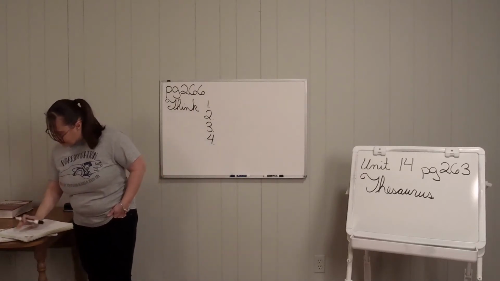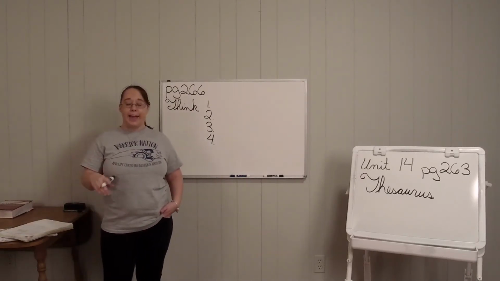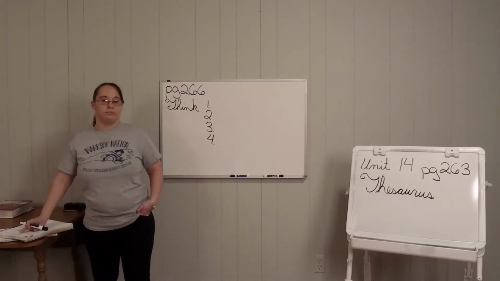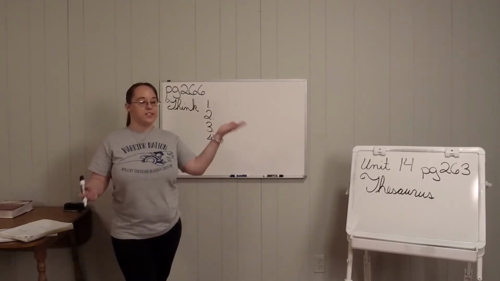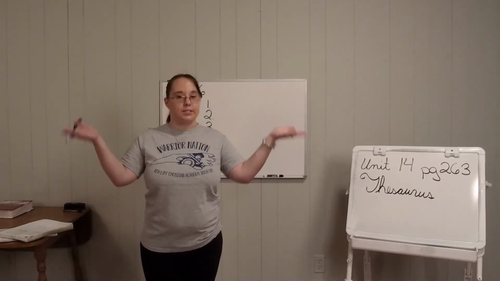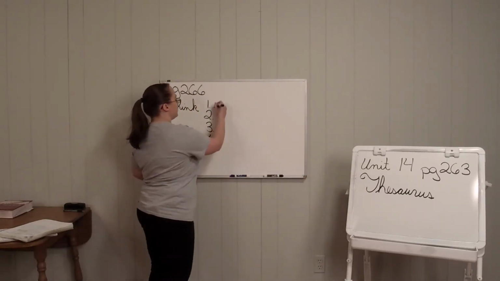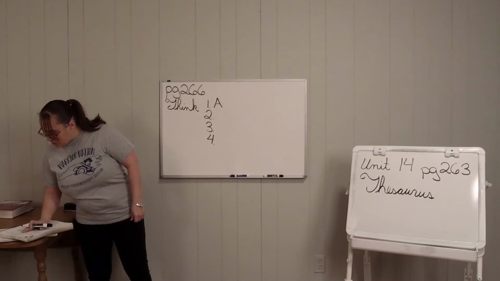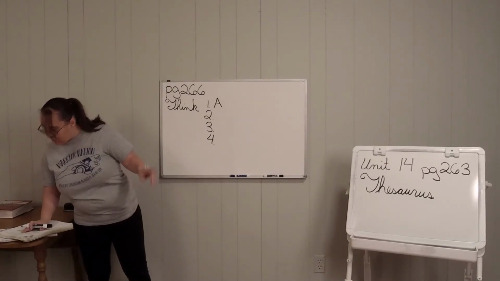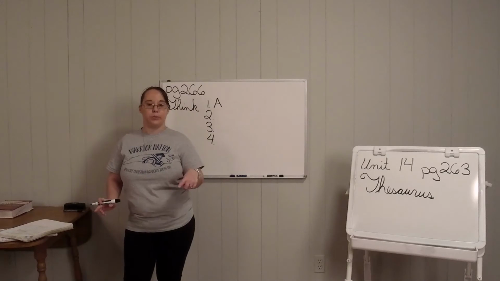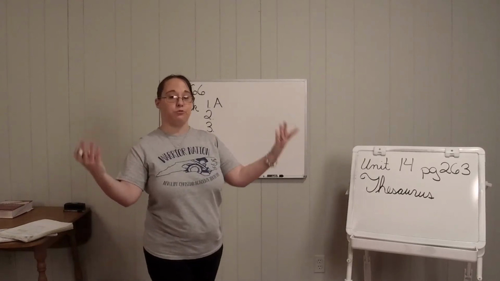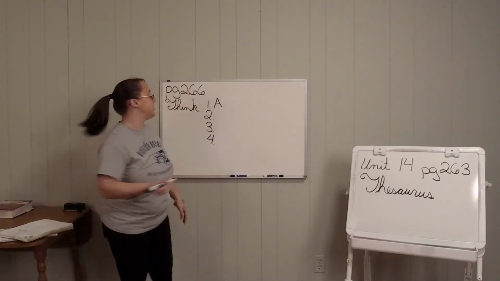Okay, it says write S if it's a synonym, write A if it's an antonym. So, innocent, guilty. Well, think about it. It's innocent and guilty. That's opposite, so they are antonyms. If you're innocent, you can't be guilty. Number 2, follower, disciple. Well, they kind of mean the same thing, don't they? Jesus' disciples were followers of Jesus, so that would be a synonym.